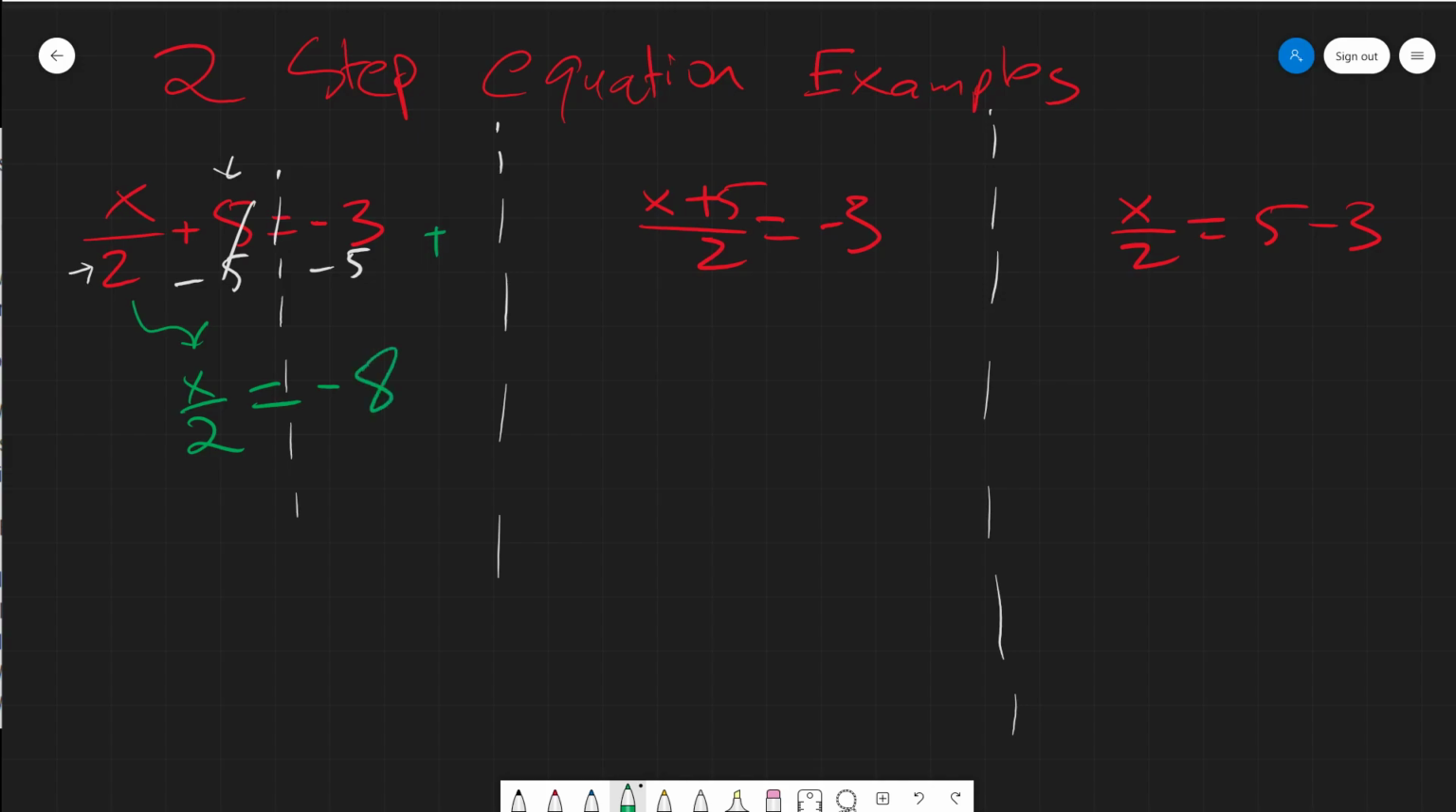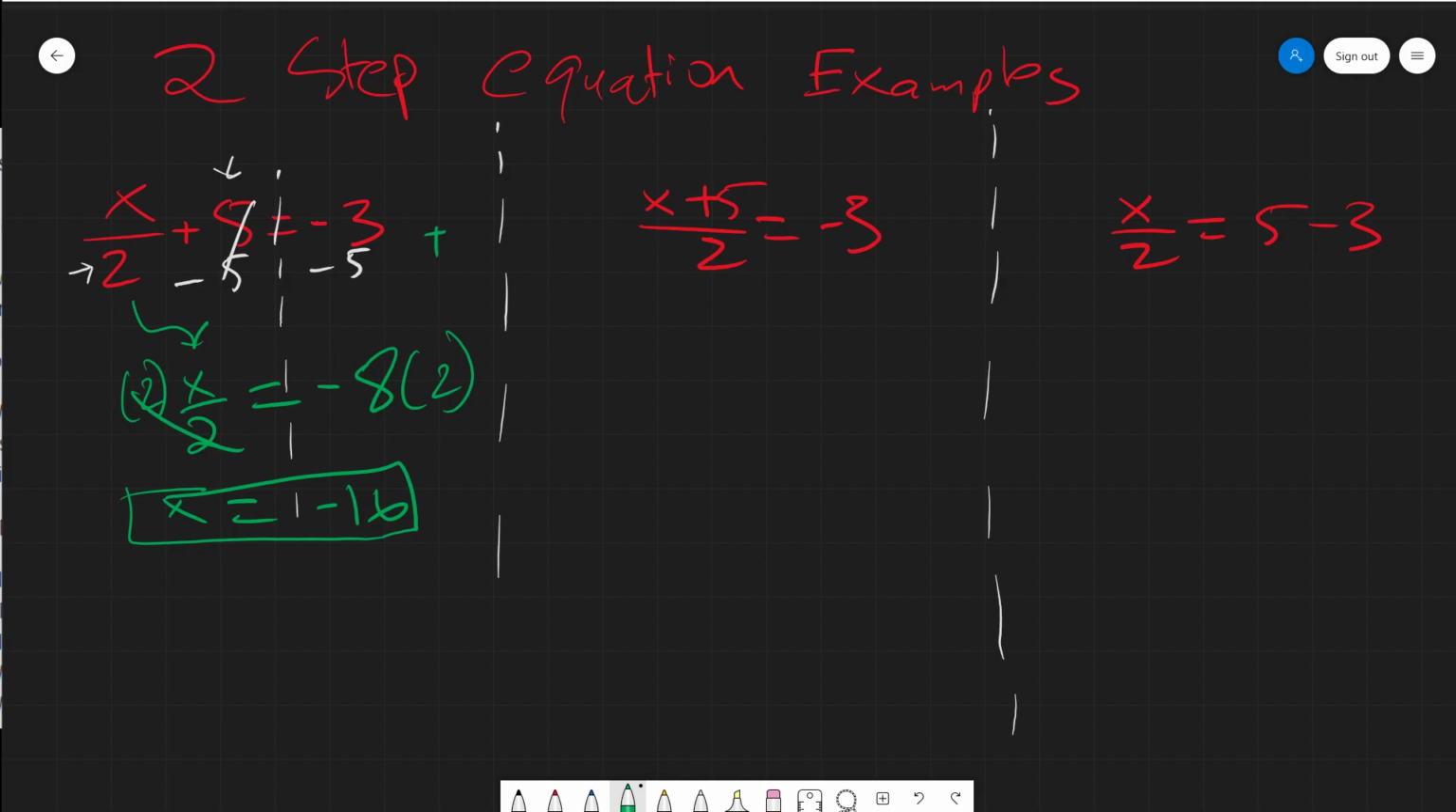And then I do the opposite of x being divided by 2. So what's the opposite of x being divided by 2? My last step is to multiply by 2 on both sides. Opposite signs when multiplying and dividing is always a negative, and I get negative 16.